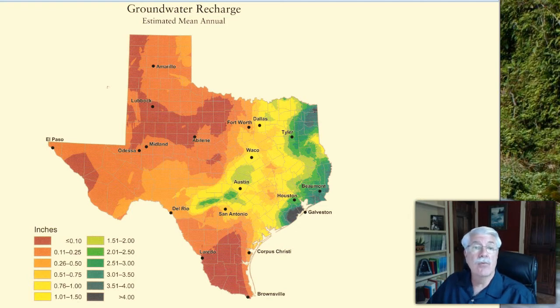The Edwards Aquifer, for example, can recharge quite quickly. In some places, water in the Edwards Aquifer can move as far as 8 miles in a single day. Now, water may take hundreds or tens of thousands of years to move that far in other aquifers. The Edwards Aquifer can also be emptied rapidly if the groundwater is not conserved.